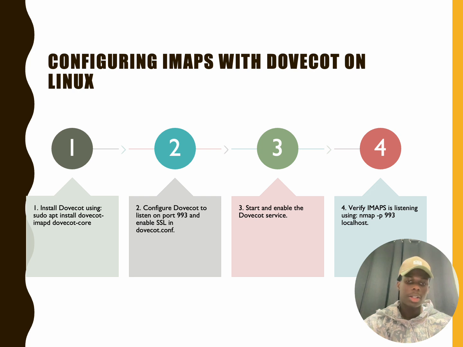After that, we start and enable the service to ensure that it runs on boot, and finally we verify that IMAPS is listening on port 993 using the command nmap -p 993 localhost.